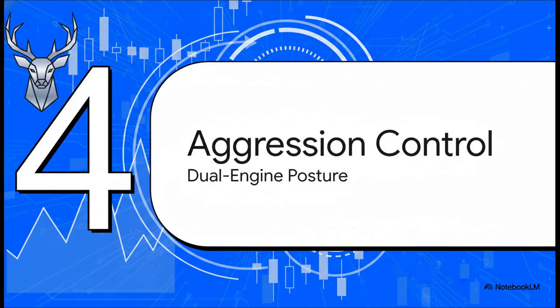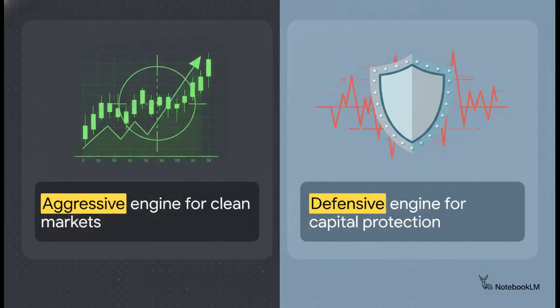Section 4. Dual-engine aggression control. This is where the algorithm seamlessly shifts its posture. On one side, we have the aggressive engine. This kicks in when market quality is clean and turbulence is low, allowing the system to hunt robust opportunities.